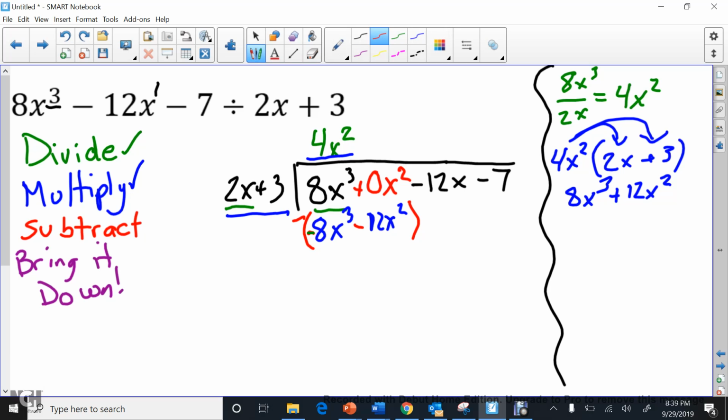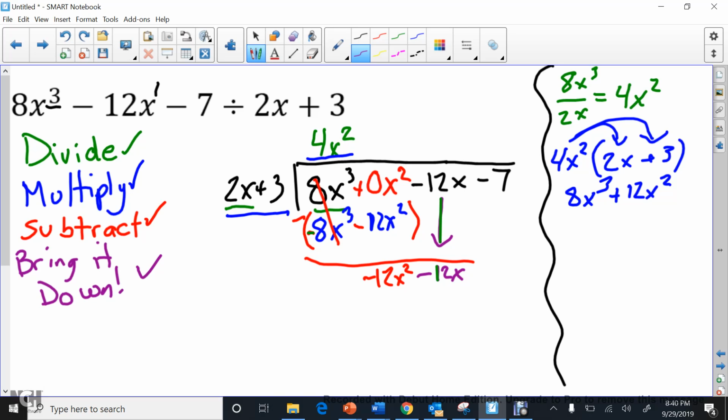This helps because we can now add straight down. So let's do that. 8x cubed, take away 8x cubed, those cancel each other out. 0x squared minus 12x squared gives me a total of negative 12x squared. We have finished our subtraction for the first round. Next, we bring down our next term. That would be negative 12x in this case. So I put a minus 12x.